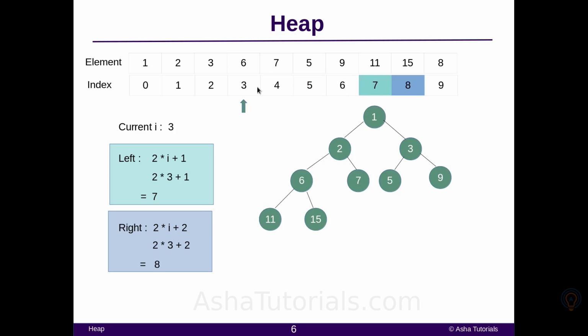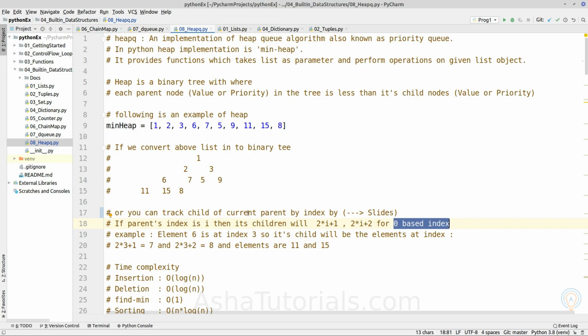And for element 6 at index 3, if we calculate its children, they are at index 7 and 8, which are 11 and 15. And for the last element of the list, which is the child of element 7, which is stored at index 4. Okay, so this way we can construct a binary tree out of a given list. So this is the same list.